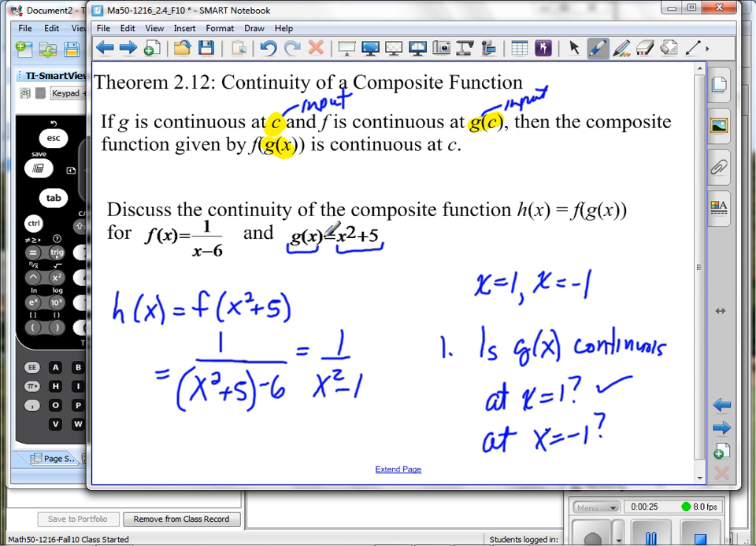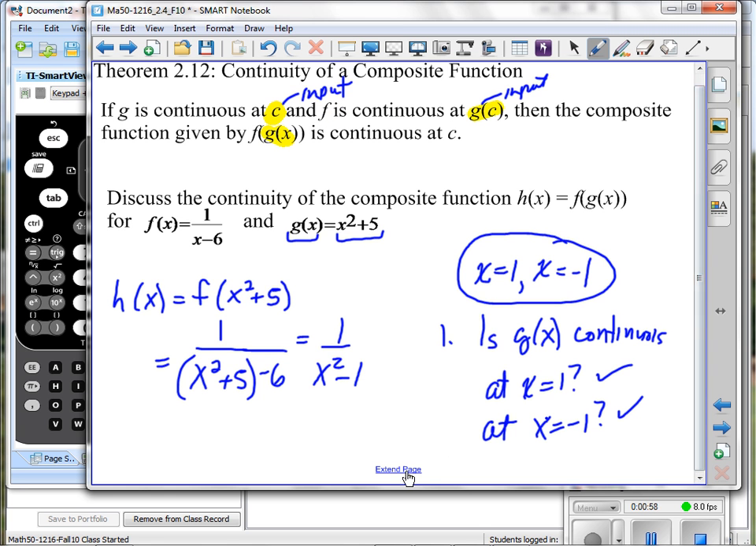Sure. G of 1? 1 squared plus 5? It's continuous there. How do I know that? Because g of x is a polynomial function. What do you know about the continuity of polynomial functions? Where are polynomial functions continuous? Everywhere. Okay, good. So it says the function g is continuous at, these are the points of consideration here. Yes, it is.